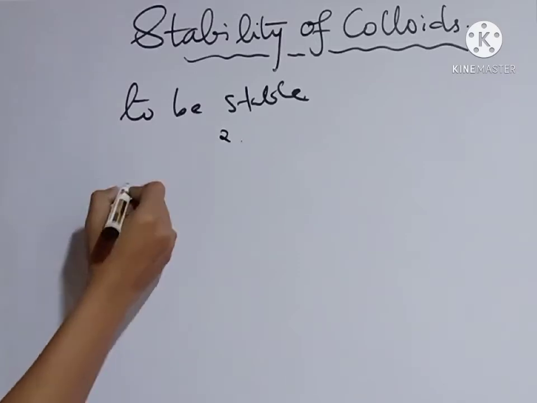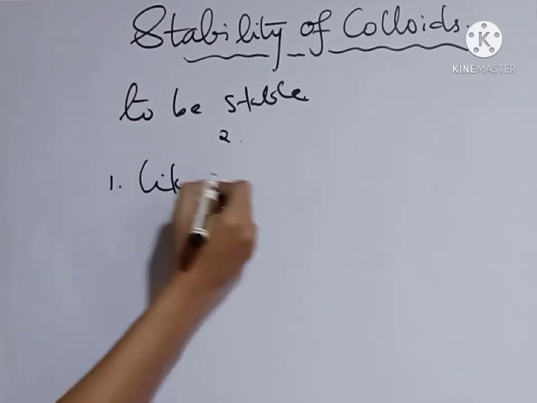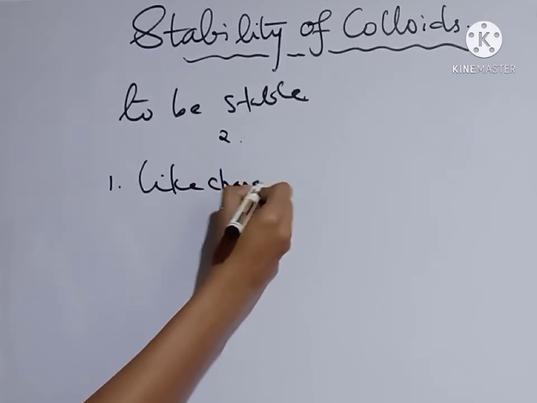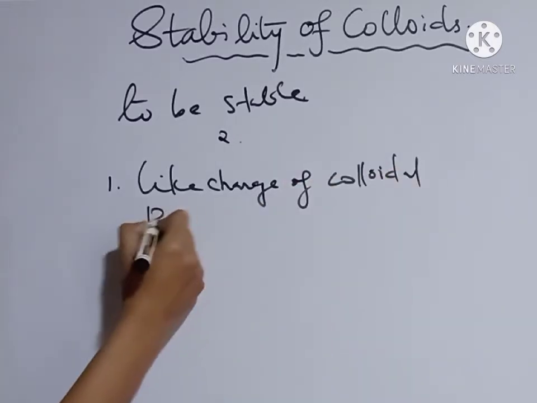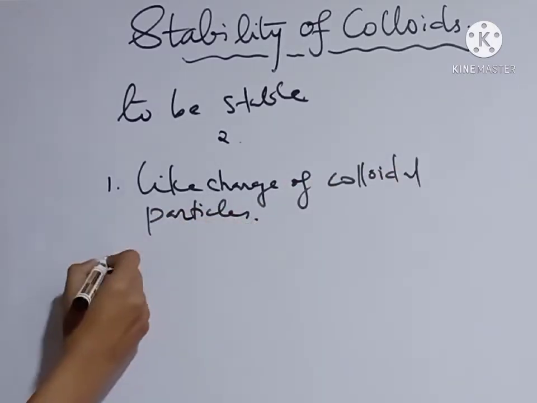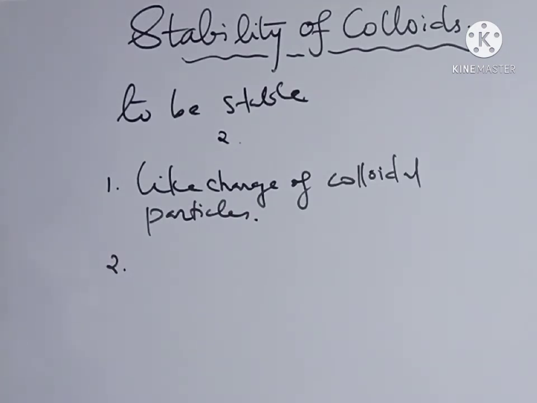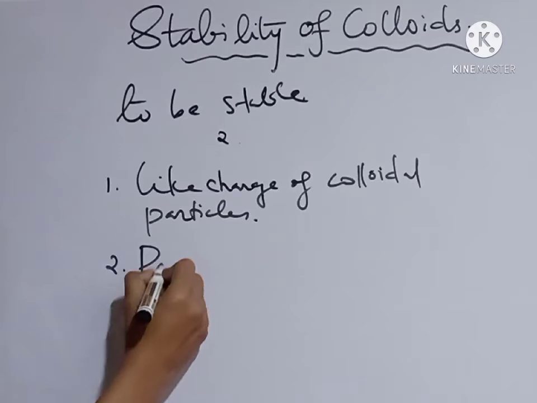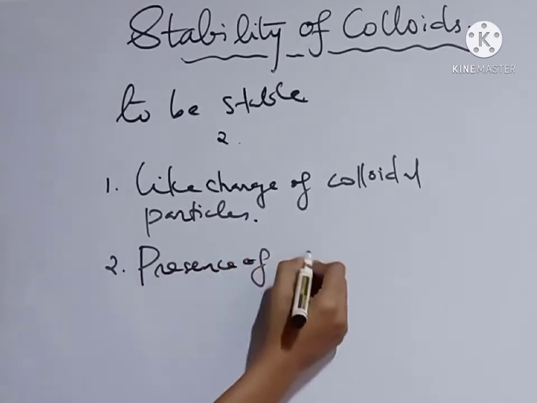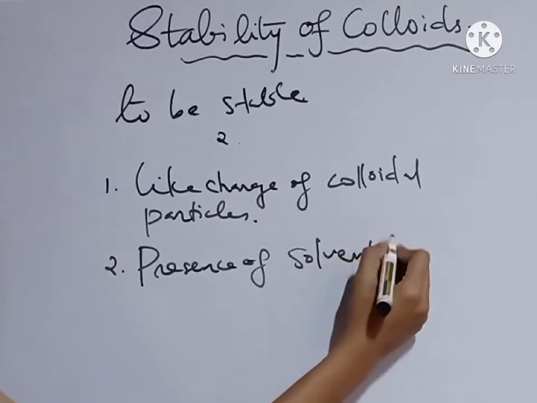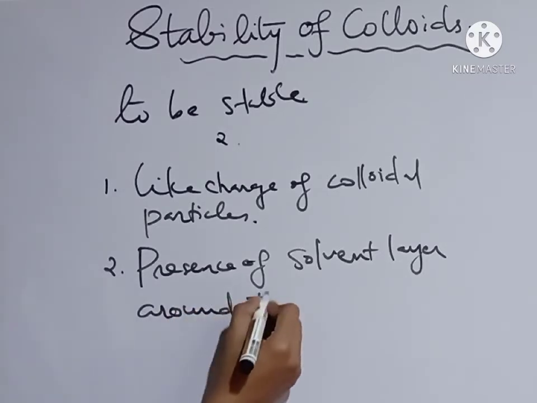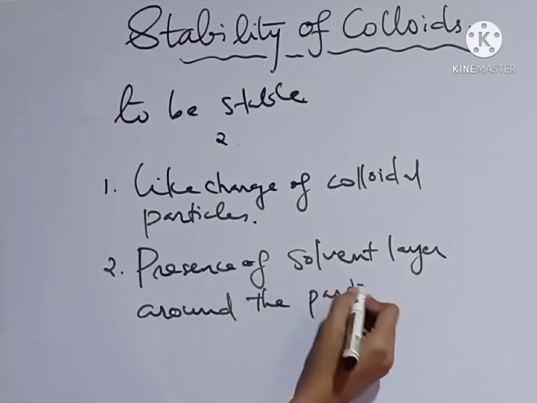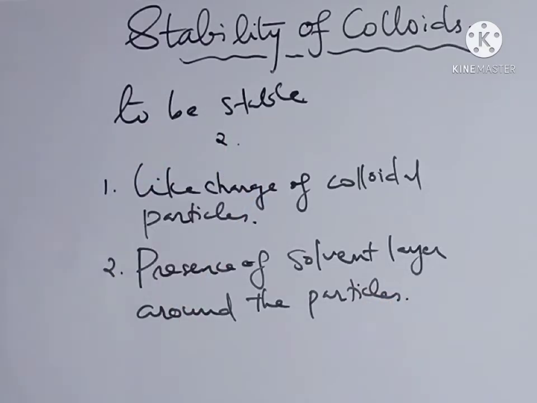Two factors are there. One is like charges of the colloidal particles. And the second one is the presence of a solvent layer around the colloidal particles. These are the two factors which prevent the colloidal particles from being coagulated.